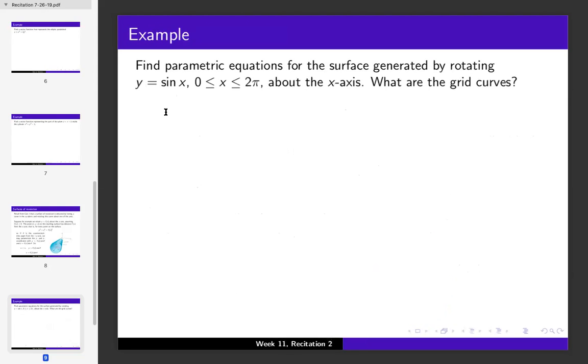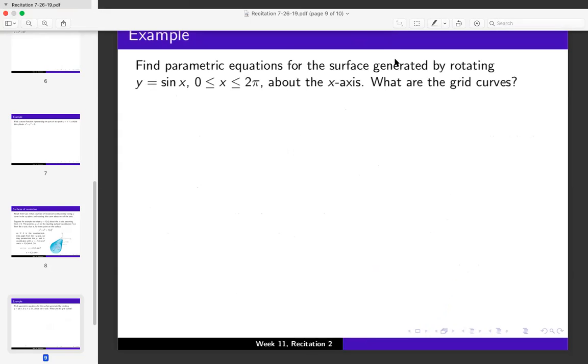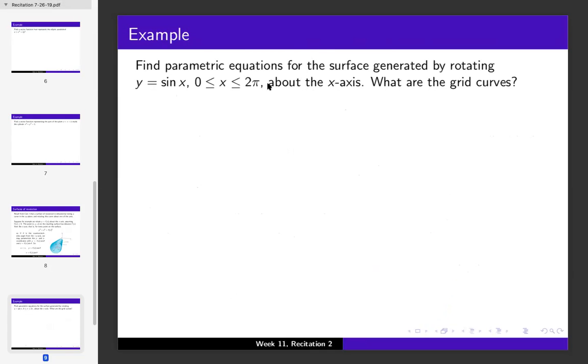So let's do a concrete example of this. We want to consider the surface, the parametric equations, generated by rotating the curve y equals sine of x about the x-axis. And what do you get by doing that? Well, let me try sketching this. y equals sine of x from 0 to 2 pi. That's a well-known curve, right? Let's say this is pi, and that's 2 pi. And we know exactly what this thing looks like.